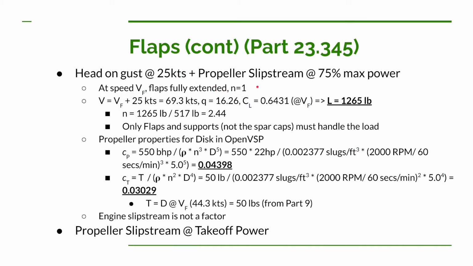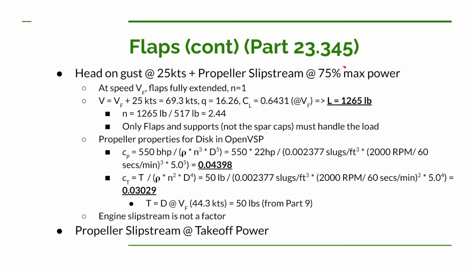So we're going to do load factor of 1, which is basically a stabilized flight at our maximum design flap speed. And again, I went and figured out what the lift is going to be, what our coefficient of lift is going to be, what our dynamic pressure is going to be. And by the way, dynamic pressure is with the 25 knots added to V sub F. And by looking at this lift, you can see that it's kind of interesting.